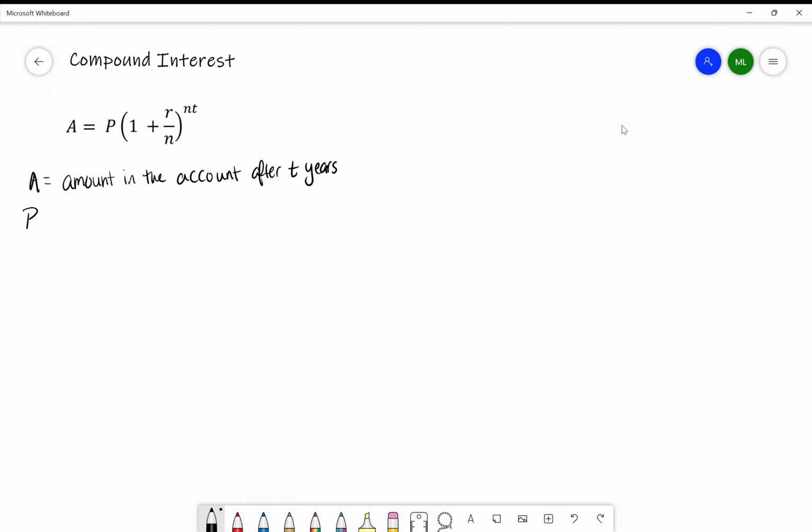So principal, P, is what the P stands for. This is the principal amount invested, what you start off with. Sometimes we can also call that the deposit. The 1 is going to stay the same.